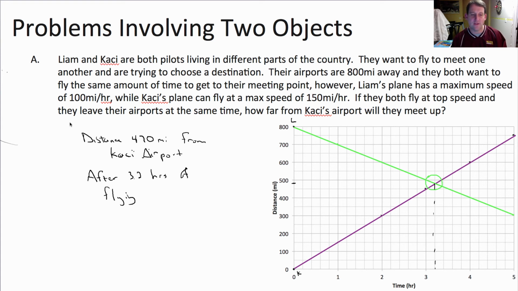All right, so answer the rest of the questions in that little section, and then go ahead and do the last problem. That's it for our discussion.